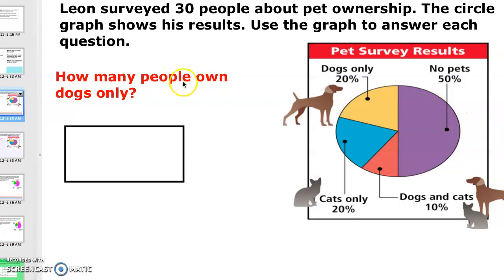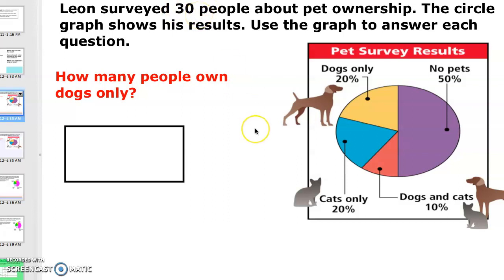We want to know how many people own dogs only. It doesn't say percentage. If it did, I could clearly say 20% of the people own dogs. But it says how many people. Do 5 people own dogs? Do 30 people own dogs? I know that 30 wouldn't be realistic, because that would be 100%, all of the people surveyed, and he only surveyed 30.